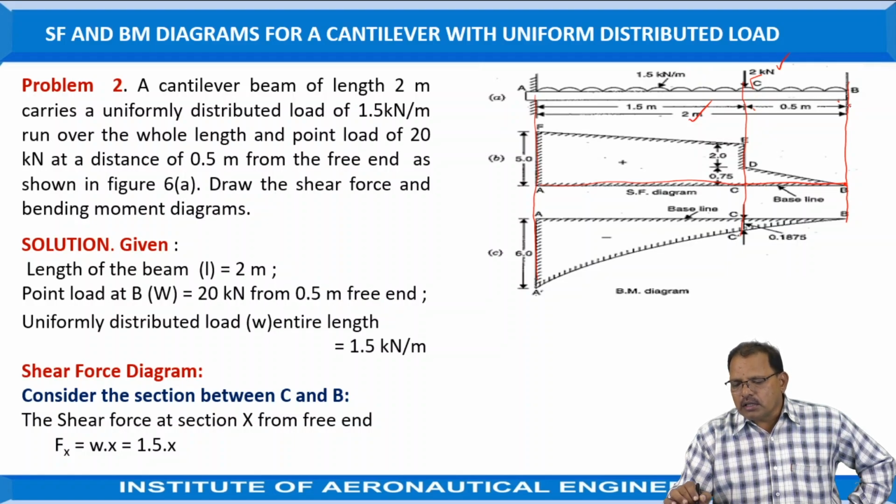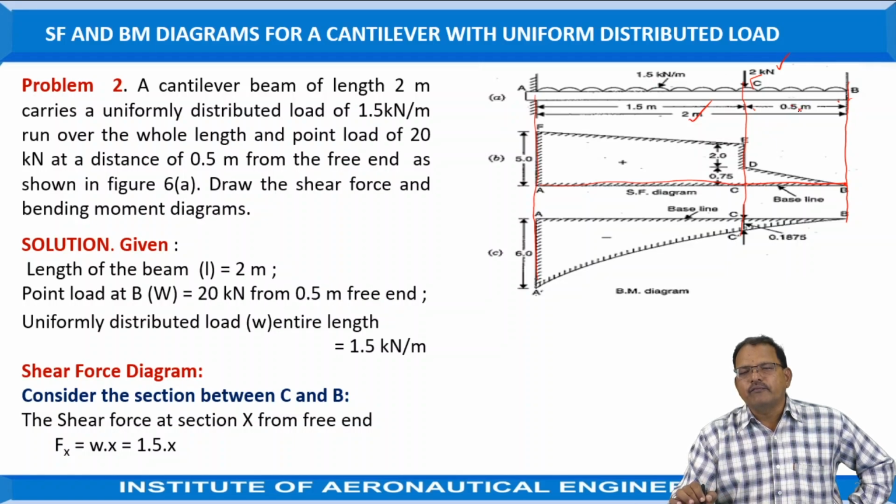This acts on an entire length of 0.5 meters. That is, the total load is equal to 1.5 into 0.5, which is equal to 0.75. Just to represent that length, 0.75 up to this position. Since it is proportional to the length of the beam, we can join D to C by using a straight line.